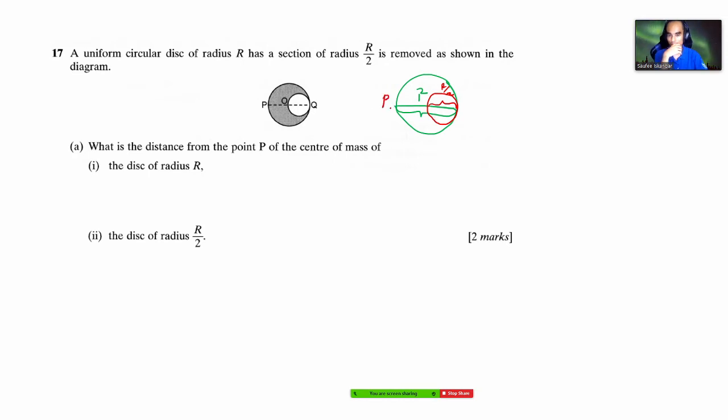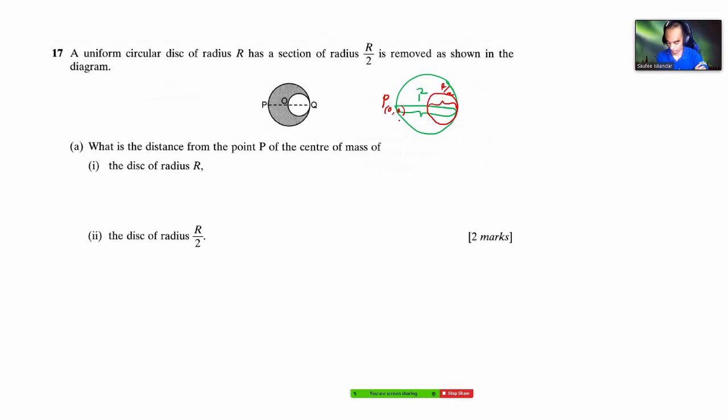Point P is taken as 0, 0, the origin, right? This is only one dimension, left to right. For the point P of the center of mass, the disk of radius r and the disk of radius r divided by 2. Okay. Anyone has the answer?